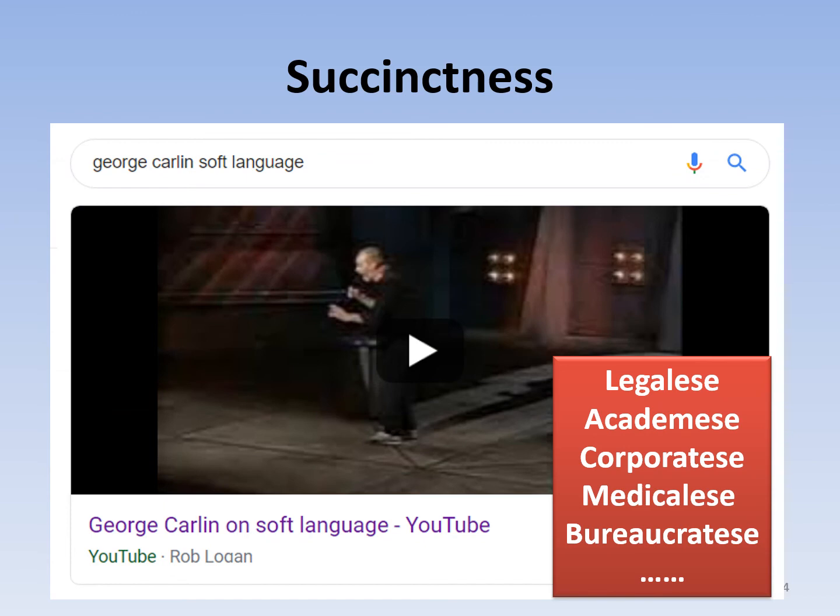And for this legalese problem, you can simply go to another talk by George Carlin on soft language. Basically, people soften their language by adding all those useless modifiers. But by using all those modifiers, they also make their expression way less effective, and that basically undermines their communication.